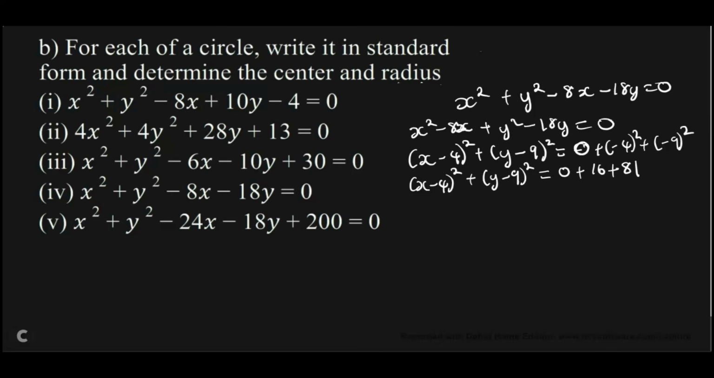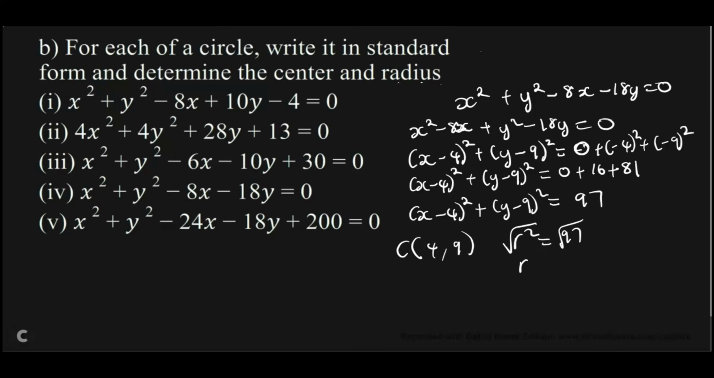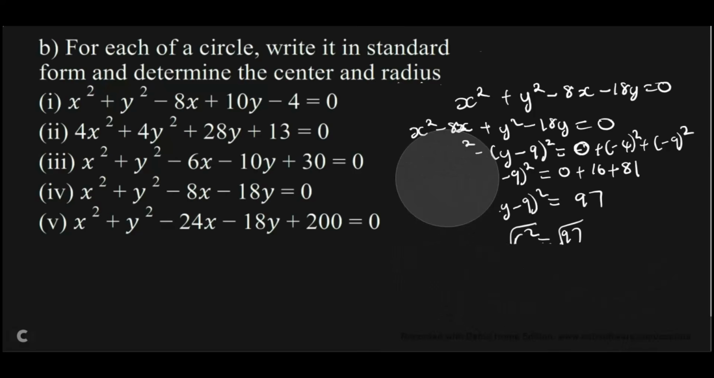So in this situation, we have x minus 4 squared plus y minus 9 squared equal to 97, like that, right? So in this situation, what's the center? 4 and 9. Then the radius is the square root of 97, such that your r is the root of 97. That's all. Let's find the other one, which is question 5.